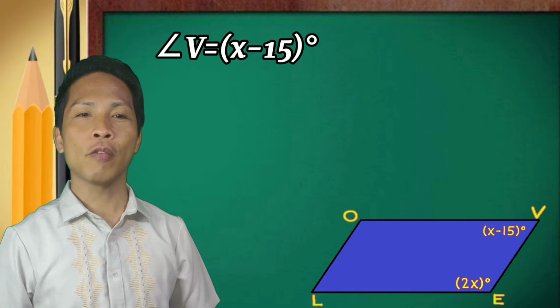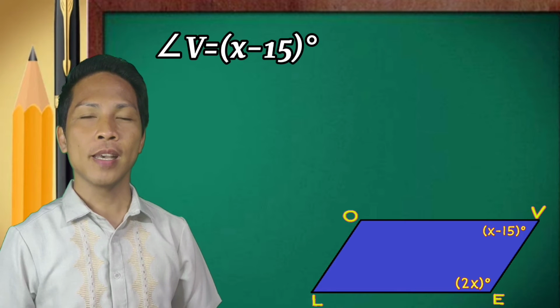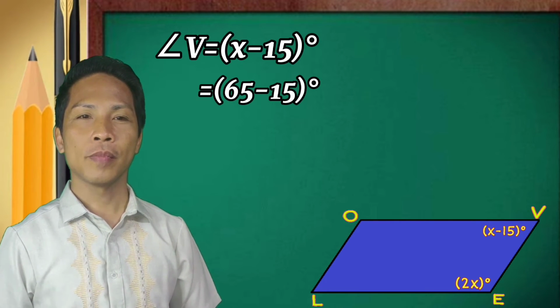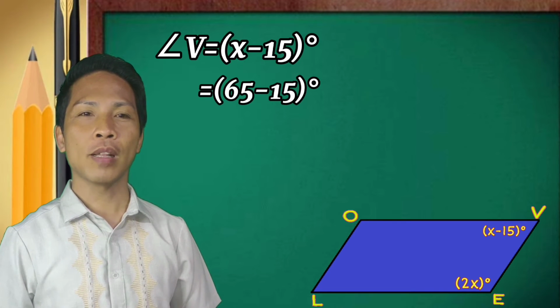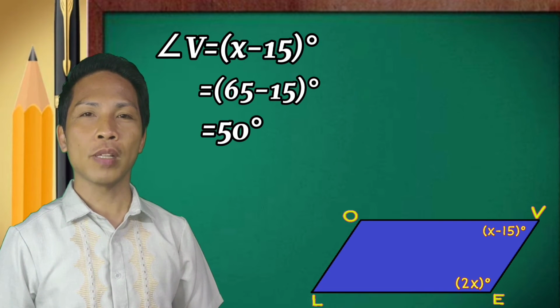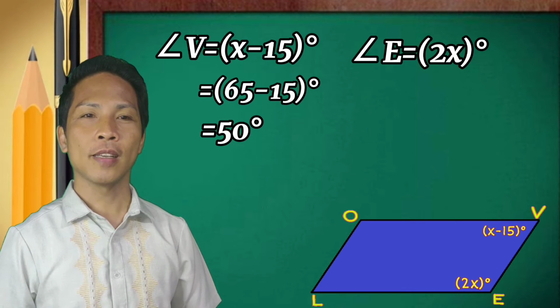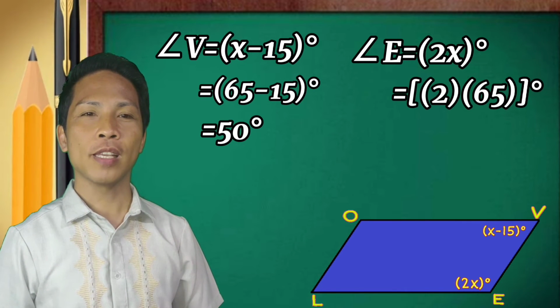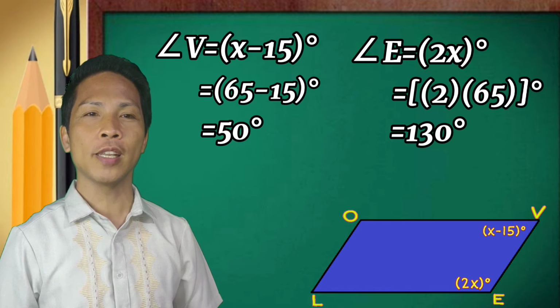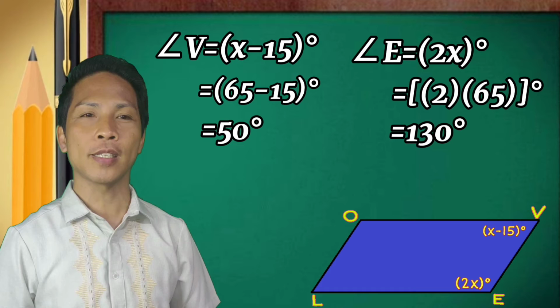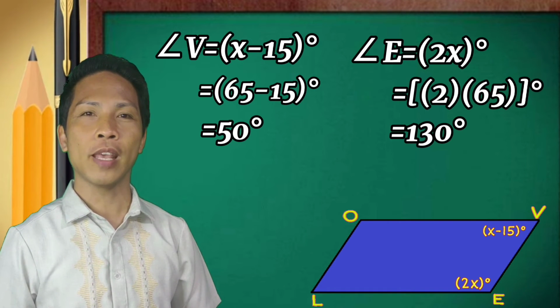Obtaining angle V equals x minus 15 degrees. Substitute x by 65 degrees. 65 minus 15 equals 50. So angle V equals 50 degrees. Next, angle E equals 2x degrees. 2 times 65 degrees is equal to 130 degrees. So, angle E equals 130 degrees. 50 plus 130 degrees is equal to 180 degrees.